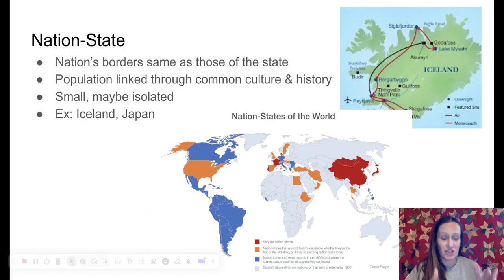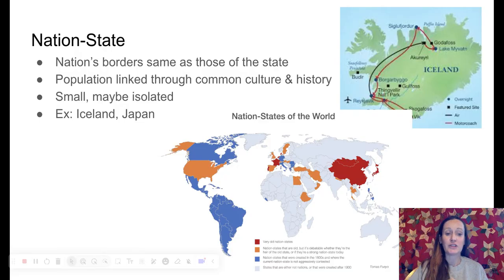If you are a nation state, right, your borders match up to those ideas. Your nation's borders are the same as a state's borders. Your people are linked through a common culture and a common history. You're often small and you're often isolated. So think of Japan, right? Isolated. People there have a common history, a common culture, and their political borders are the same. Iceland is a European example.